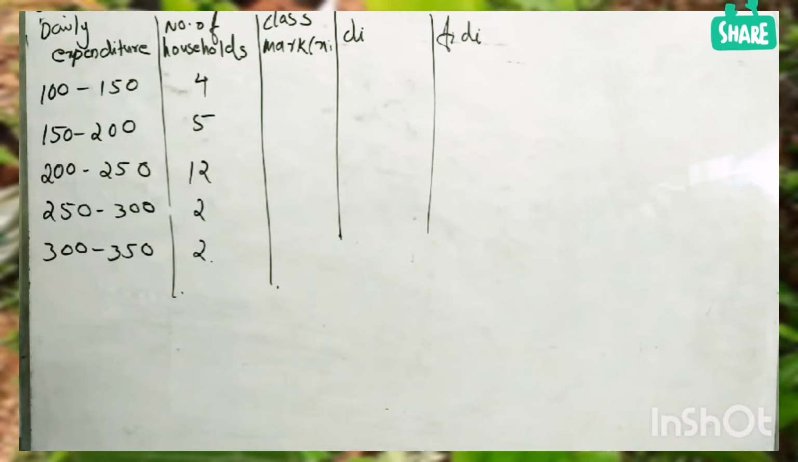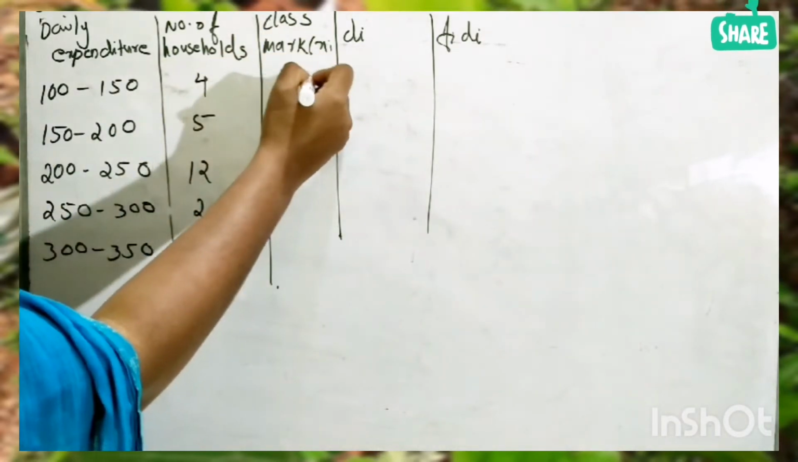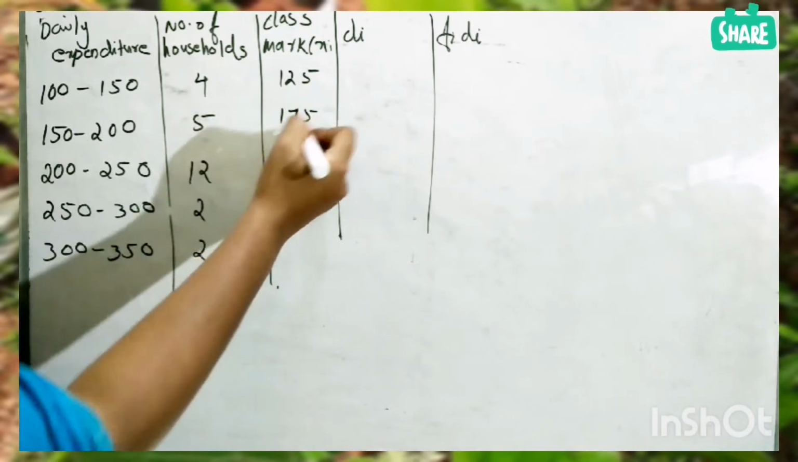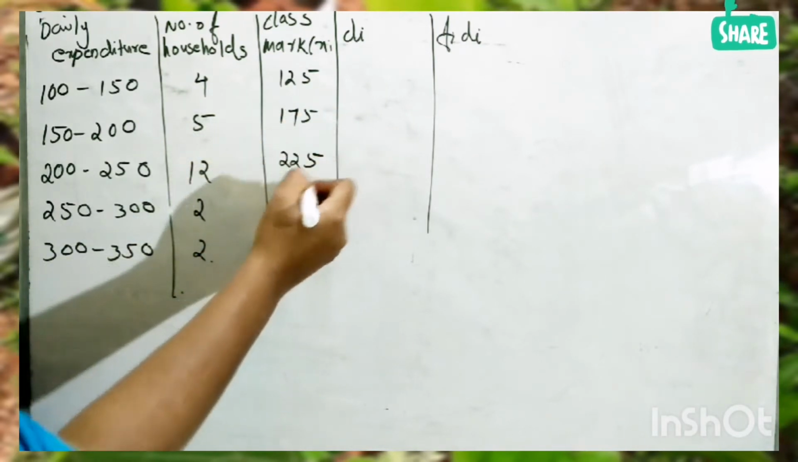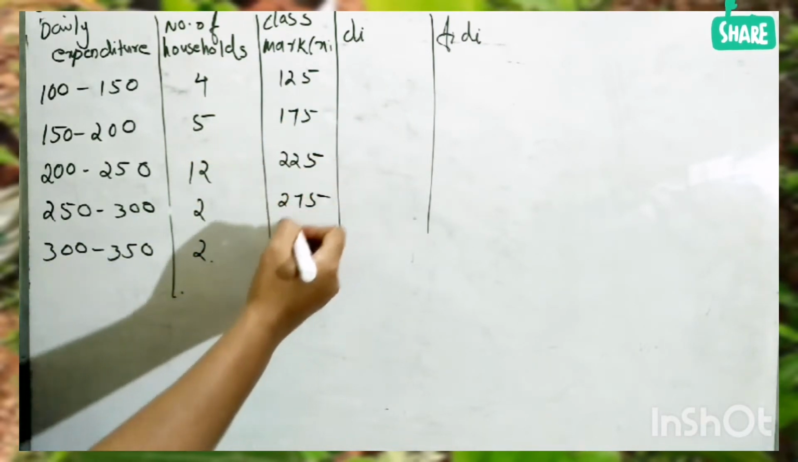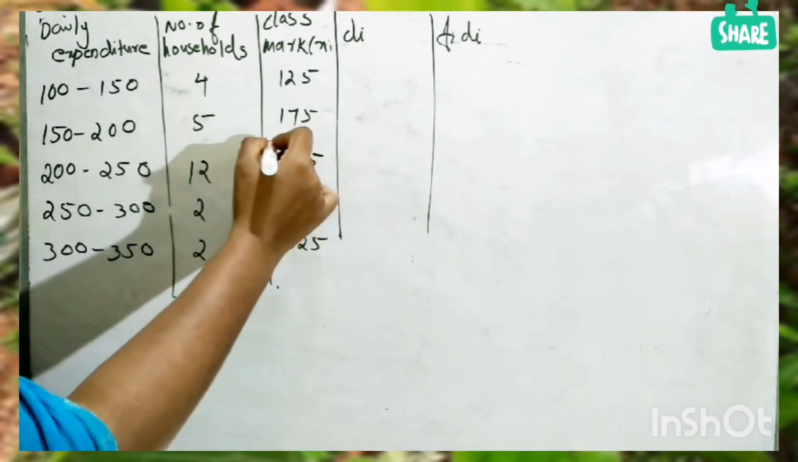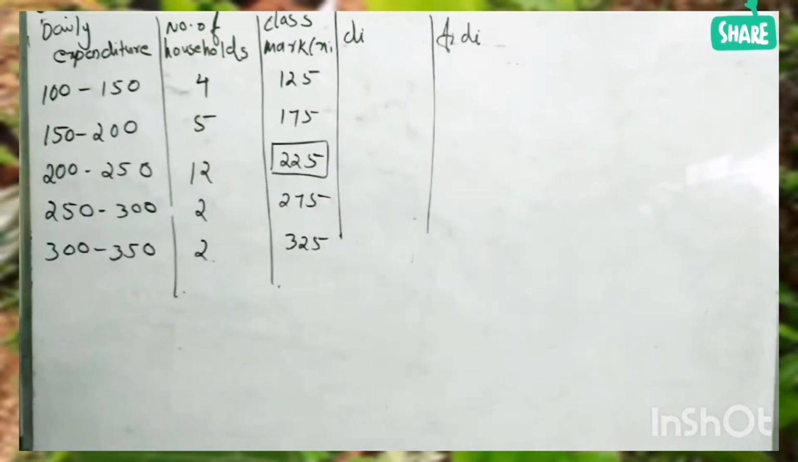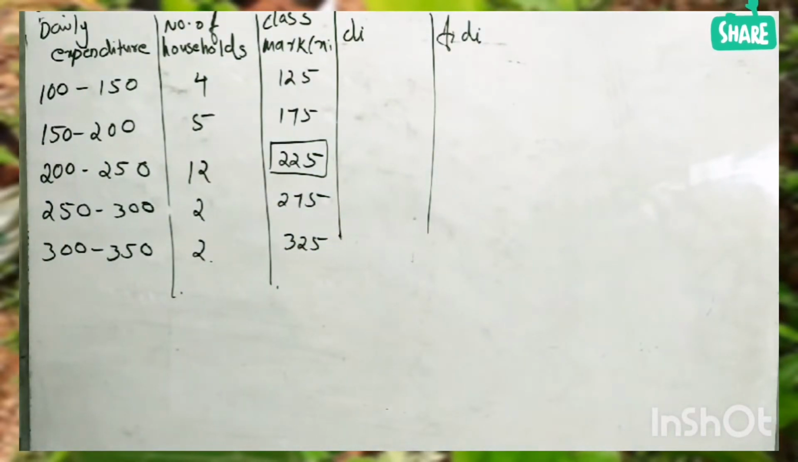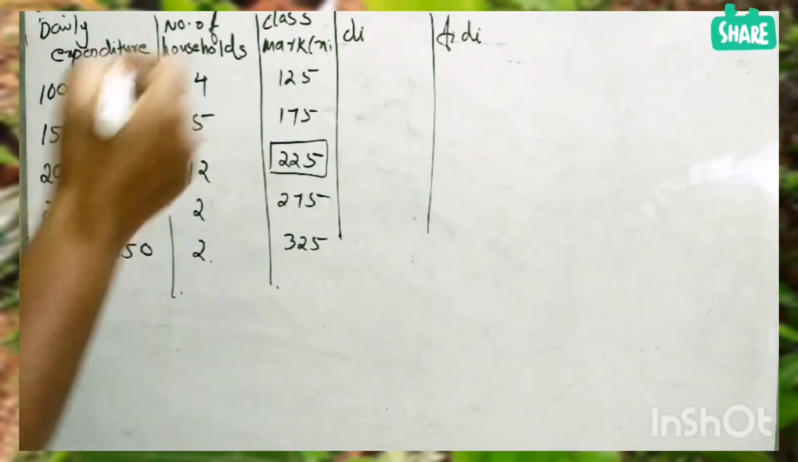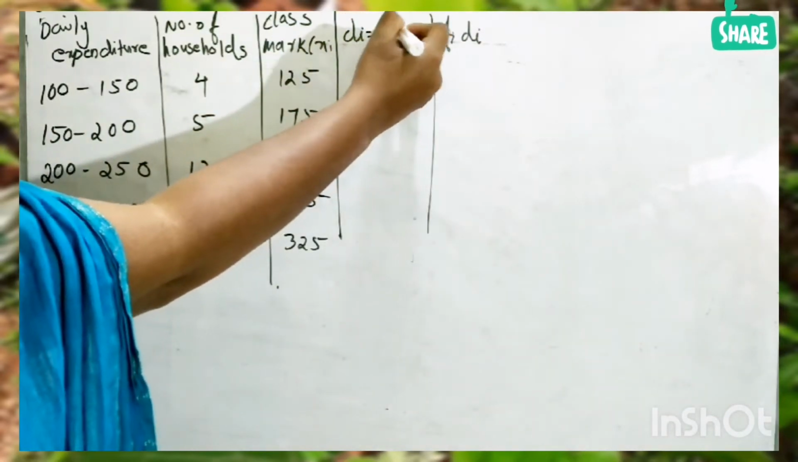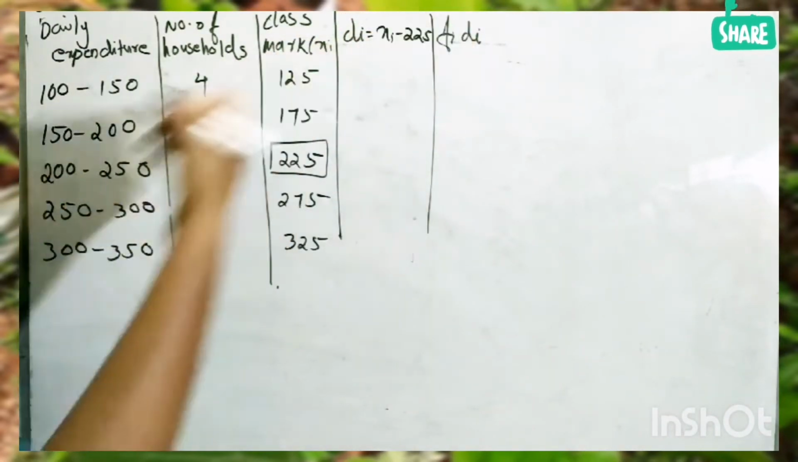So class mark is lower limit plus upper limit by 2. So 125, 175, 225, 275 and 325. And here the middle value is 225, so I am going to choose the value of A as 225. So di is equal to xi minus 225.